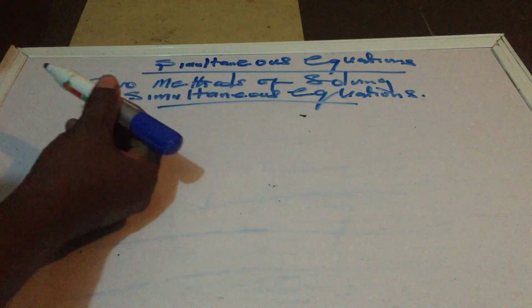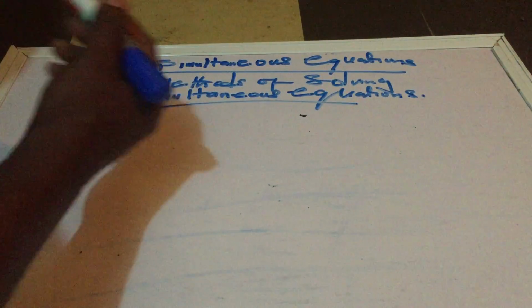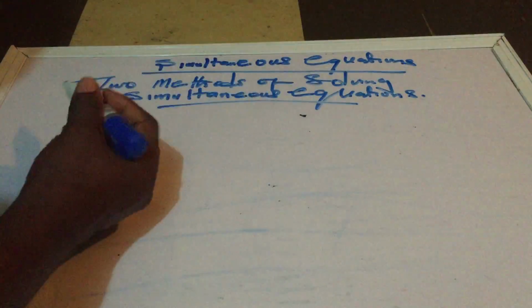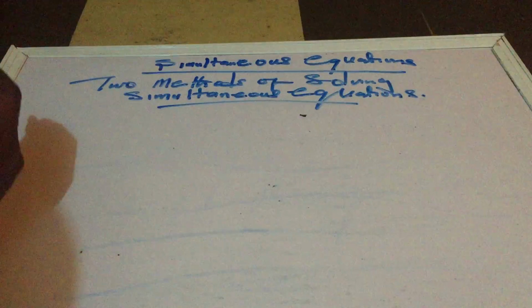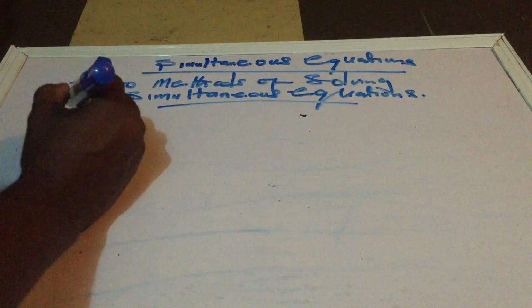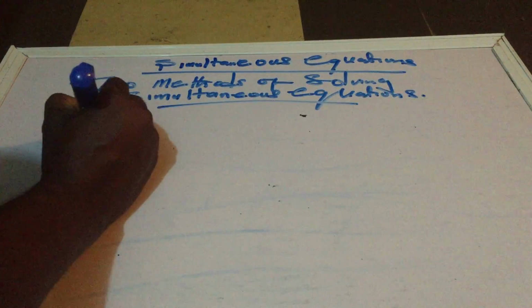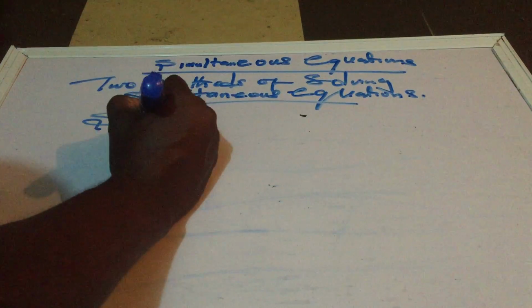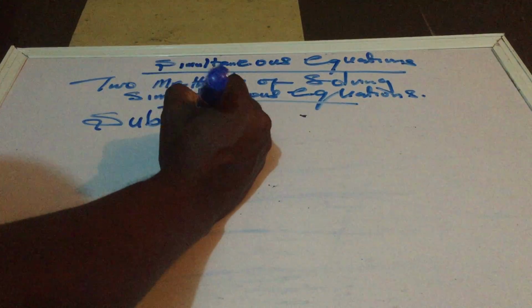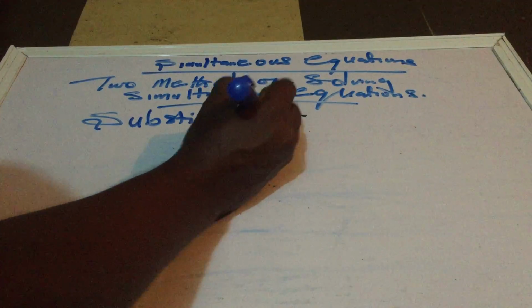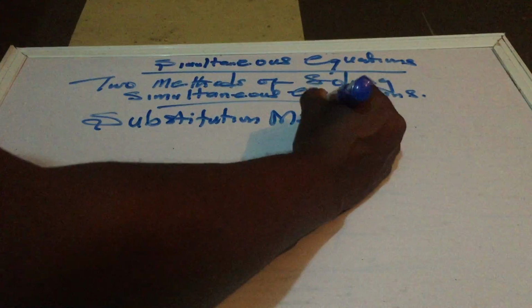In today's lesson on simultaneous equations, we are going to be looking at two methods of solving simultaneous equations. First is the substitution method.